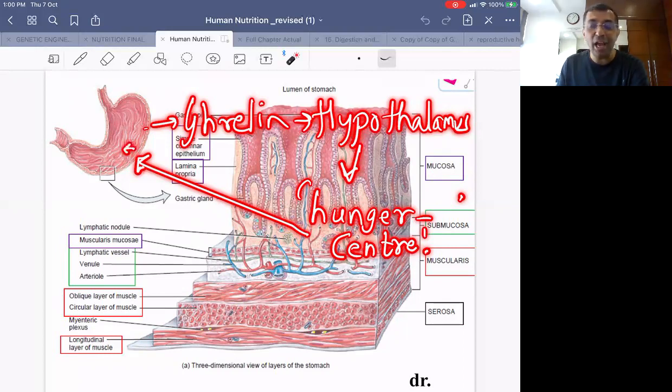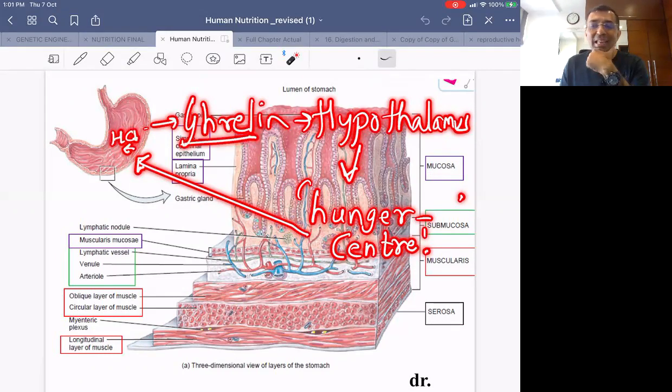And your oxyntic cells give out hydrochloric acid. And you are sitting in a lecture for 3-4 hours, and suddenly from inside a sound comes, a sweet sweet acidity feeling, and you realize you have become hungry. Which hormone did that? Ghrelin.